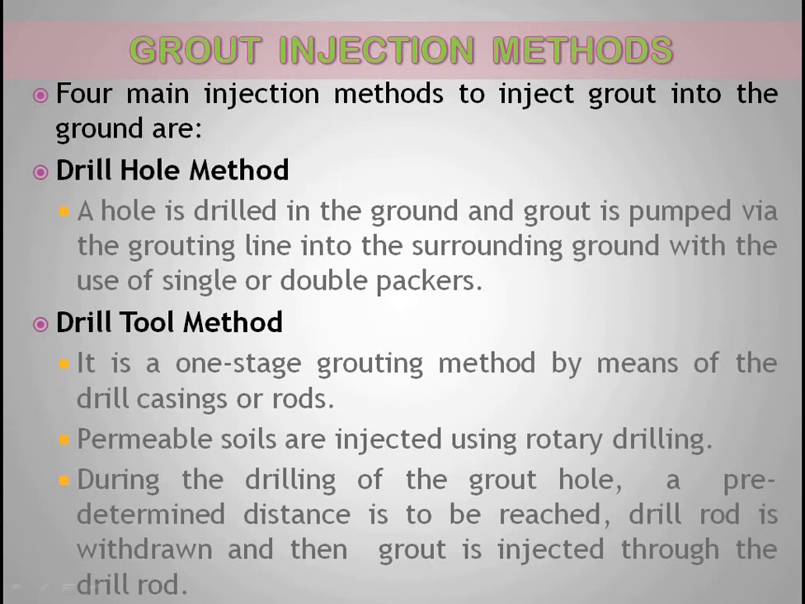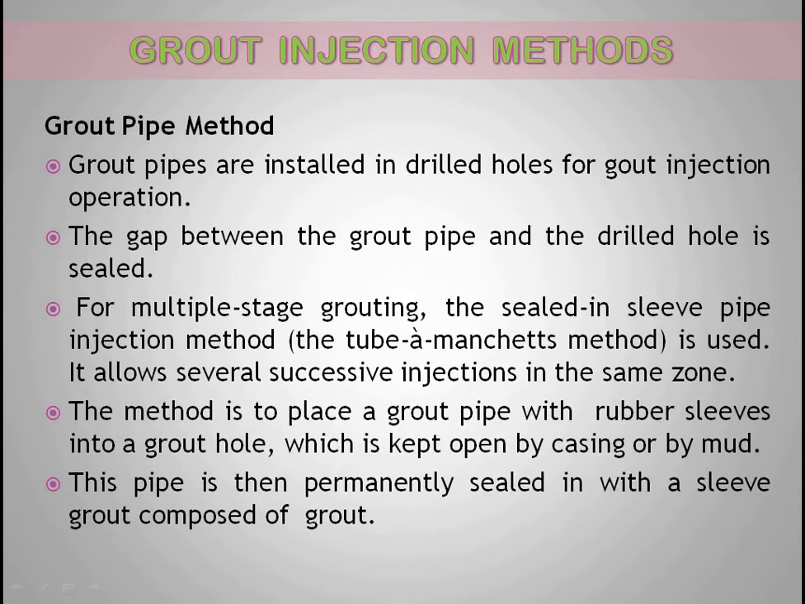The second method is the drill tool method. Here drill rods are used by means of a rotary drilling technique. After the required depth is reached, the drill rod is withdrawn and the grout material is injected. In the first method, we are not using a drill rod for injection. Here, through the drill rod we allow the grout material to pass, and slowly we withdraw the drill rod. The third method is called the grout pipe method.